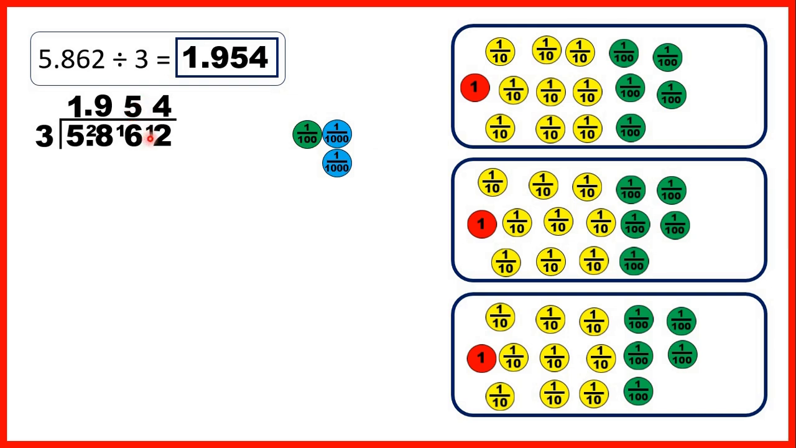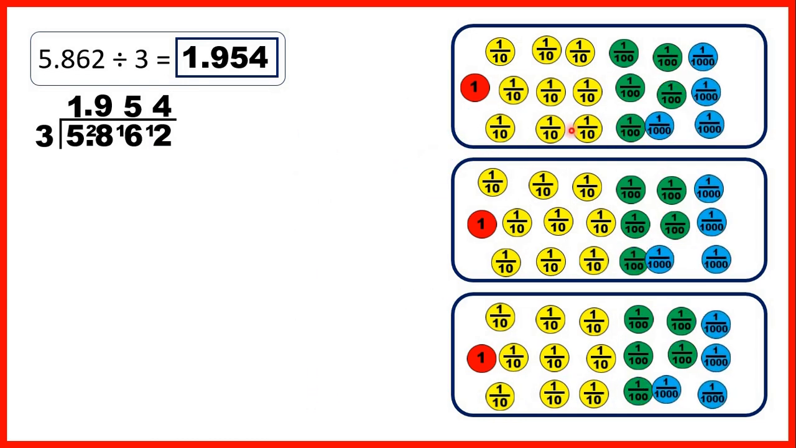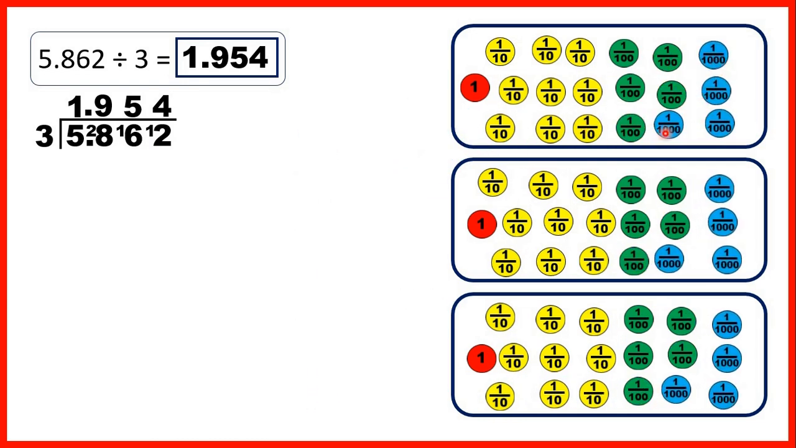We can write the remainder 1 in front of the thousandths digit, because remember, 1 hundredth can be exchanged for 10 thousandths, so now we have 12 thousandths. We can share those out to get 4 thousandths in each group, so 4 as the thousandths digit of our answer.